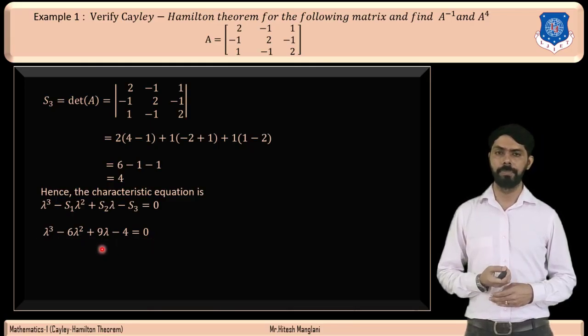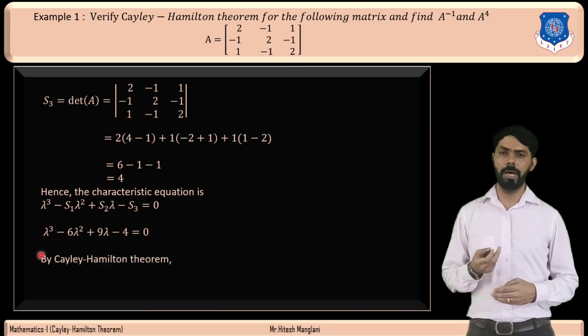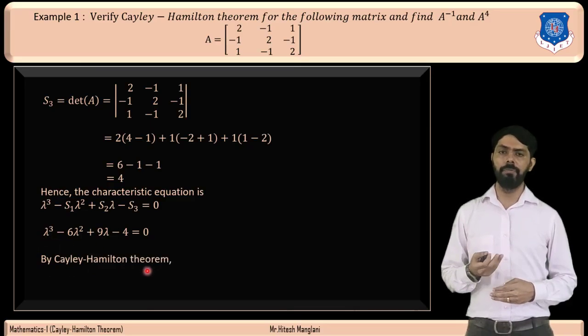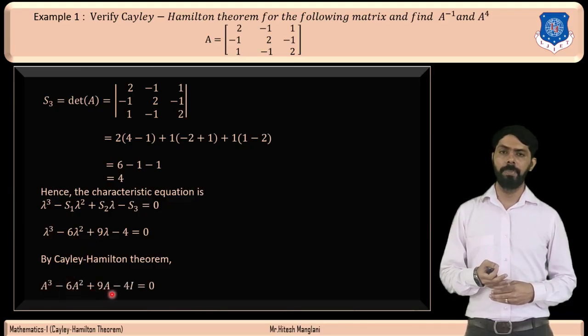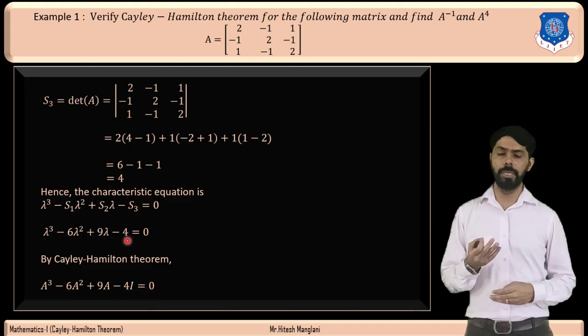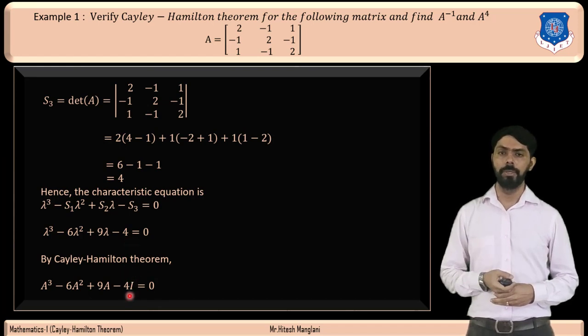Now by the Cayley-Hamilton theorem, every square matrix satisfies its own characteristic equation. So here we will replace lambda by A. So it will be A cube minus 6A square plus 9A minus 4I equal to 0. Here we write 4 in matrix form, so in matrix form 4 will be 4I.